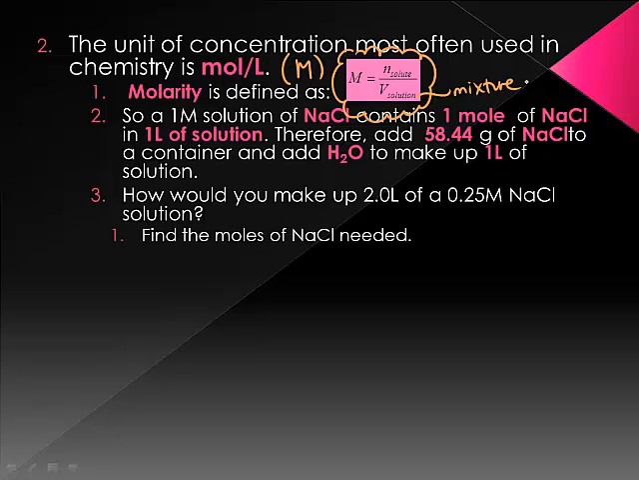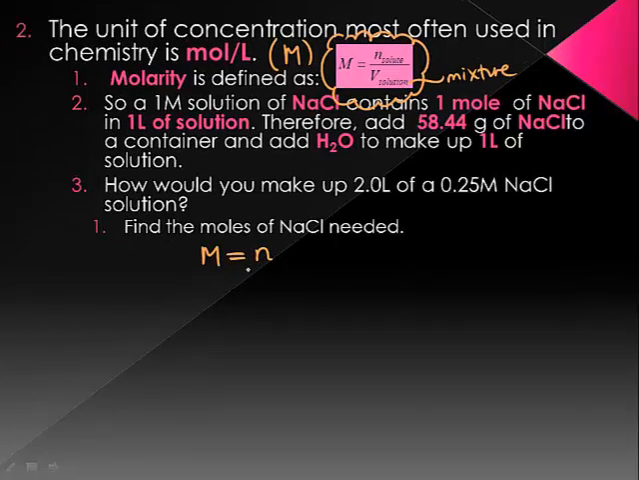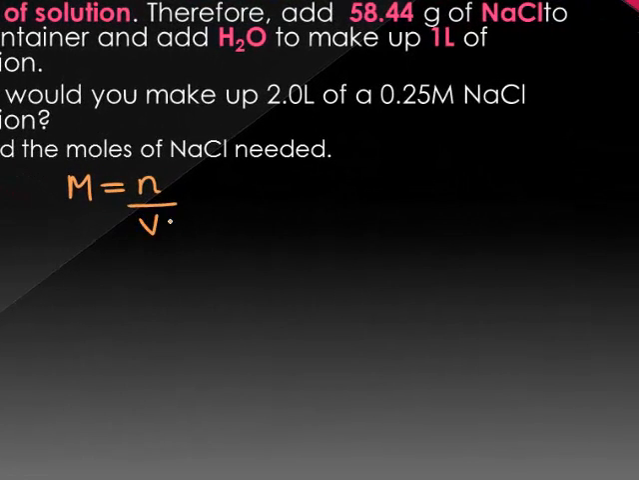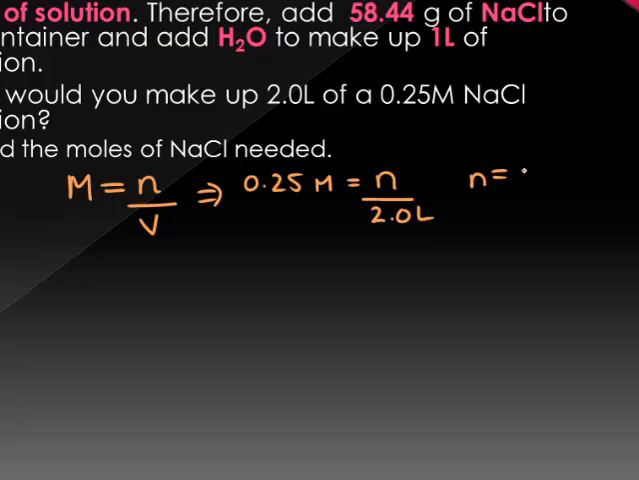The first thing we need to do is find the moles of sodium chloride we need. And that connection is that molarity, capital M, equals the moles per volume. I know that my final solution is 0.25 molar. My moles is what I don't know, and my volume is 2 liters. So now doing some algebra, the moles are 0.5. That means I need half a mole in order to produce that solution.